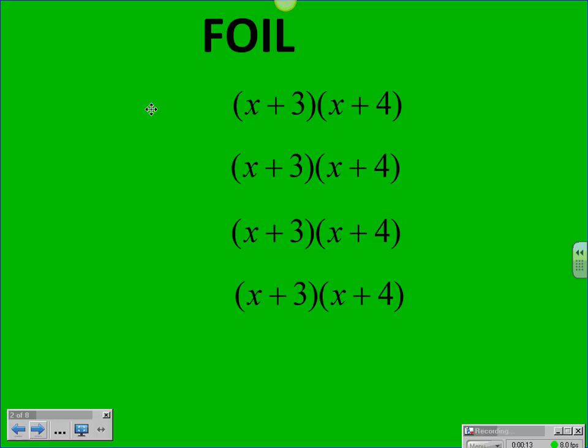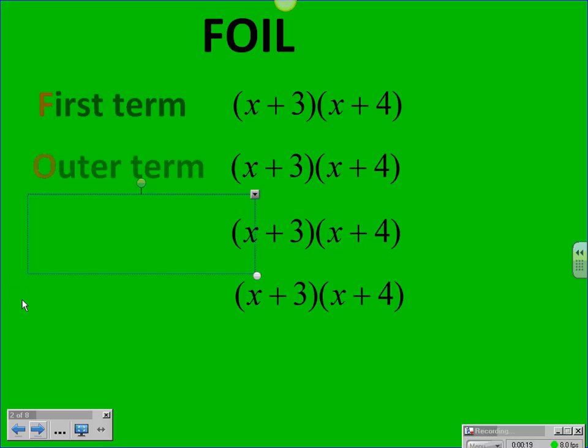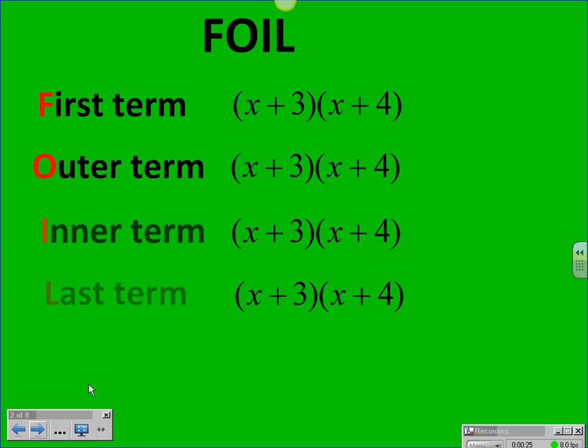FOILing stands for first term, outer term, inner term, and last term. In our sample equation, the quantity of x plus 3 multiplied by the quantity of x plus 4, our first term would be x times x, which would equal x squared. Our outer term would be x times 4, which would equal 4x, because x times 4 equals 4x.